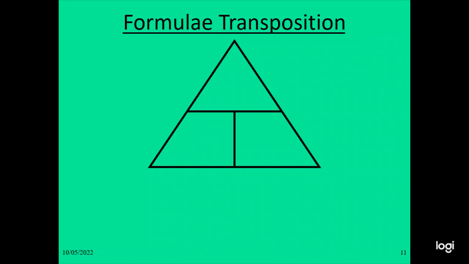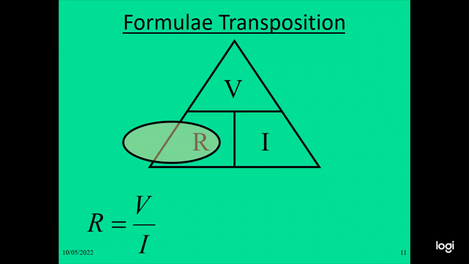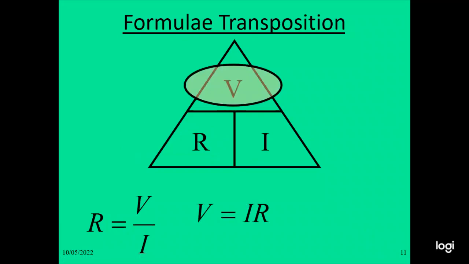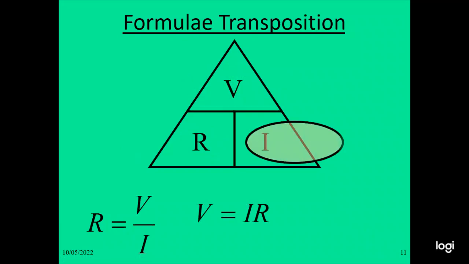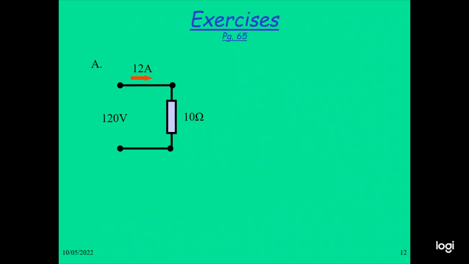The formula transposition: R equals V by I. Voltage equals I multiplied by R. Current equals V by R. For example, with 120 volts and a resistance of 10 ohms, the current is 120 divided by 10, so we have 12 amperes. In another example, we have 240 volts and a resistance of 10 ohms, so this is 24 amperes.